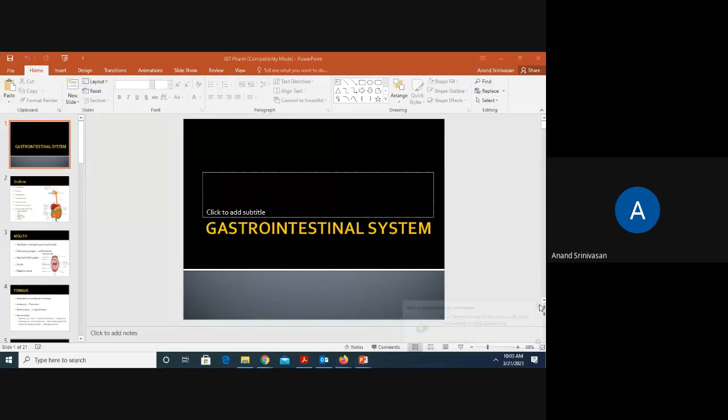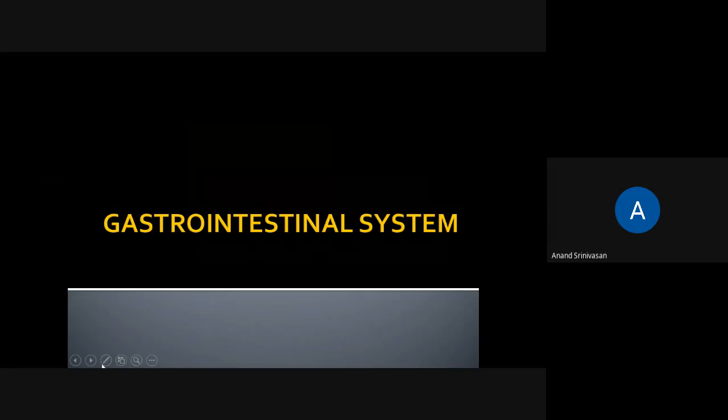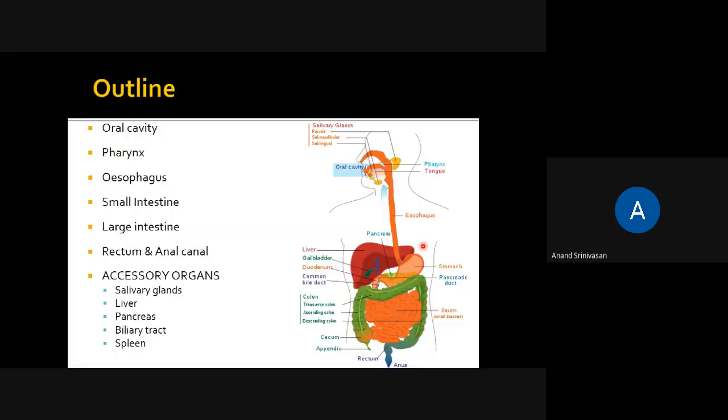So good morning again. Today we will be seeing the anatomy of the gastrointestinal system, the GIT. What does this gastrointestinal system include? It starts from the oral cavity until the anal canal.